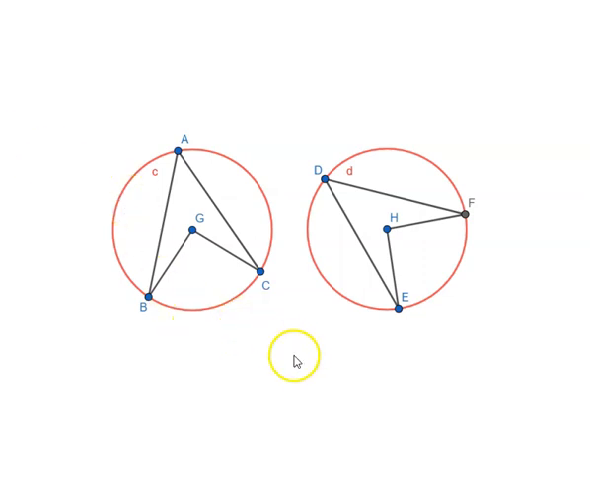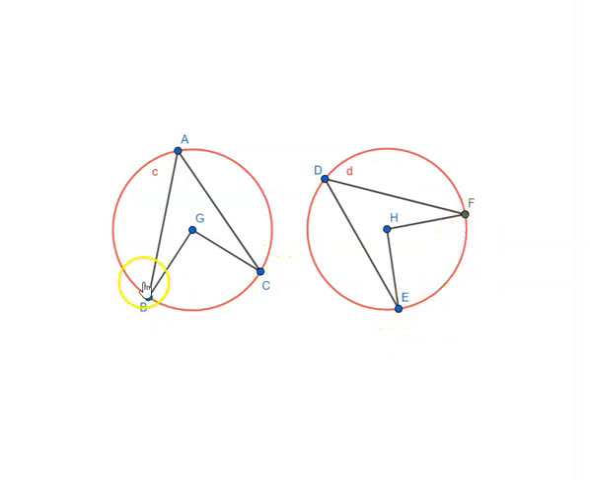Let us look at proposition number 27 of book 3 of Euclid's Elements. The proposition says, in equal circles, angles standing on equal circular segments are equal to each other, whether they are at the center or at the circumference. That means angle BAC is equal to angle EDF and angle BGC is equal to angle EHF, provided BC circular segment is equal to EF circular segment.